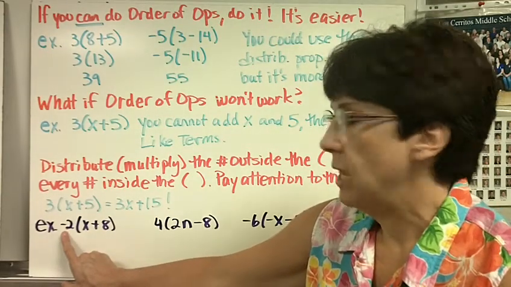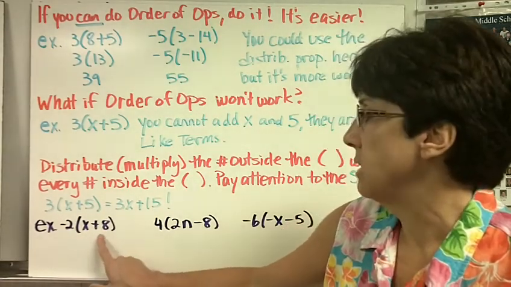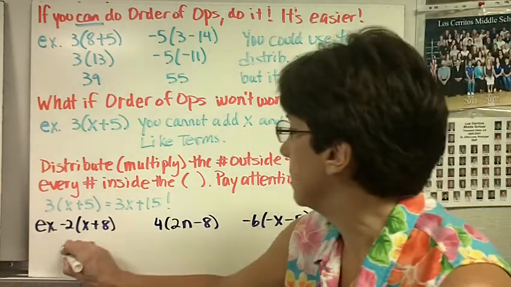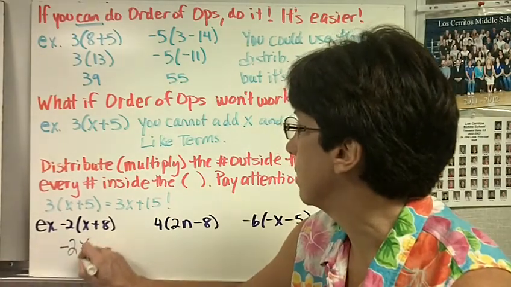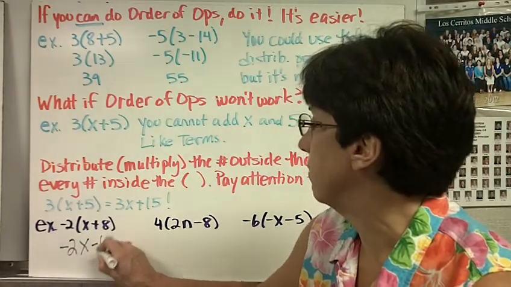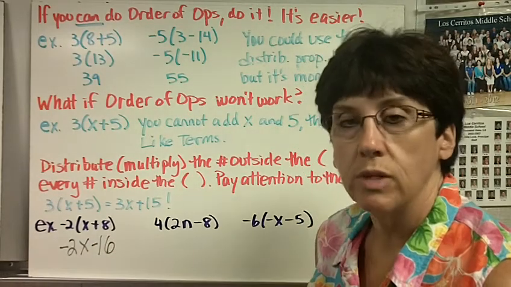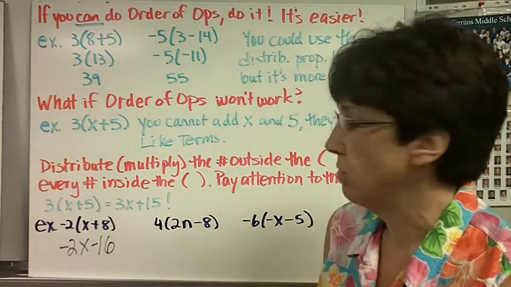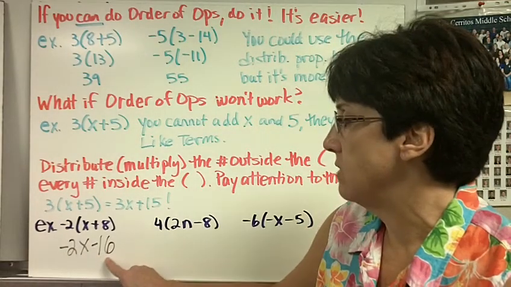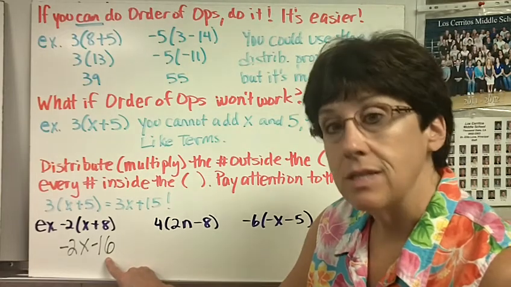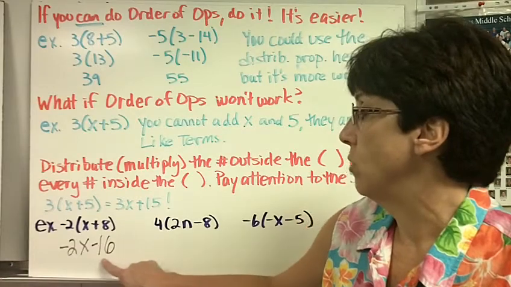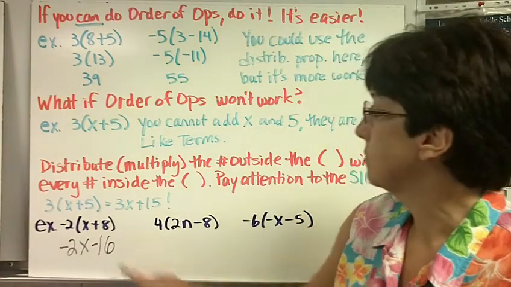Let's say we have negative 2 times the quantity x plus 8. Negative 2 times x is negative 2x, and negative 2 times positive 8 is negative 16. Because remember, when the signs are different, you get a negative in multiplying or dividing. Okay, so I said negative 16, and I wrote down negative 16, but that's the term. When I look at this as an answer and just read it, I would say negative 2x minus 16.